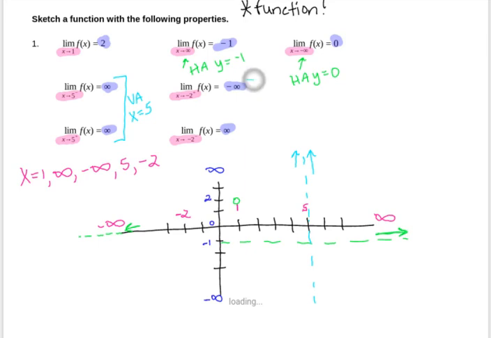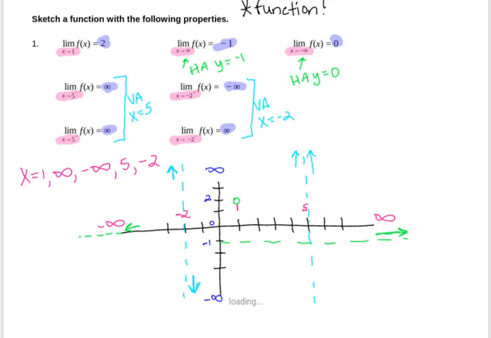Then if I look at this next portion, x is approaching -2 from the left and the right, and my limits are infinity and negative infinity. This is another vertical asymptote at x equals -2. So I'm going to go ahead and draw that in. My right-sided limit is going to negative infinity, so on the right side of that line, I need to be going down. And on the left side, I'm approaching positive infinity, and so I must be going up.